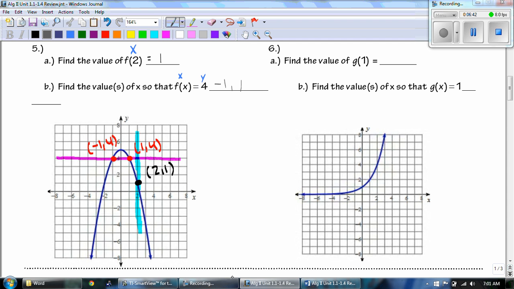Number 6. Find the value of g of 1, and then find the value of x when g of x equals 1. So I'm going to pause the video and see if you guys can do those ones on your own. Good luck.